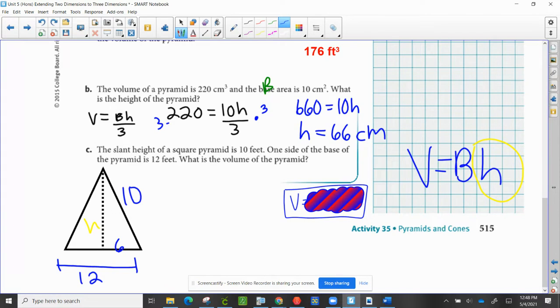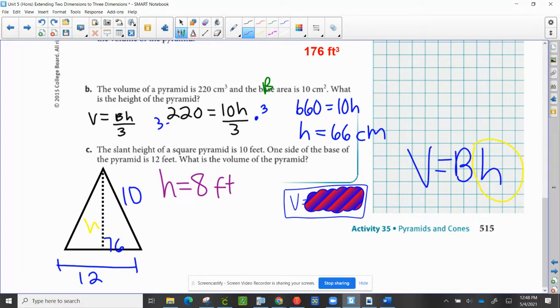Remember, now this is dropped at a perpendicular right angle. To be the height, it has to be perpendicular. So we do have a little right triangle there. So if one side is 6 and your hypotenuse is 10, what's the height? Okay, we should have got that the height was 8 feet.